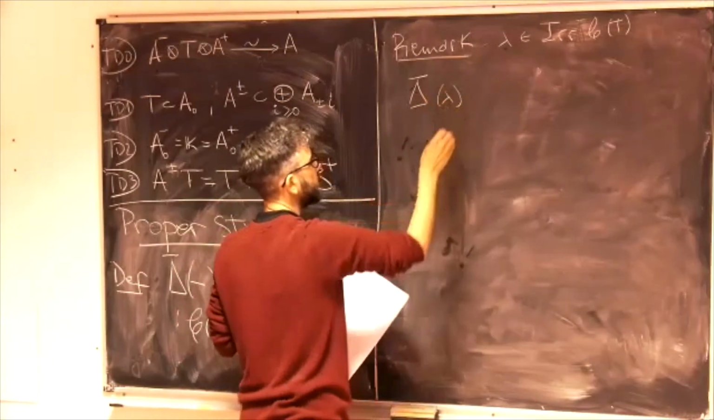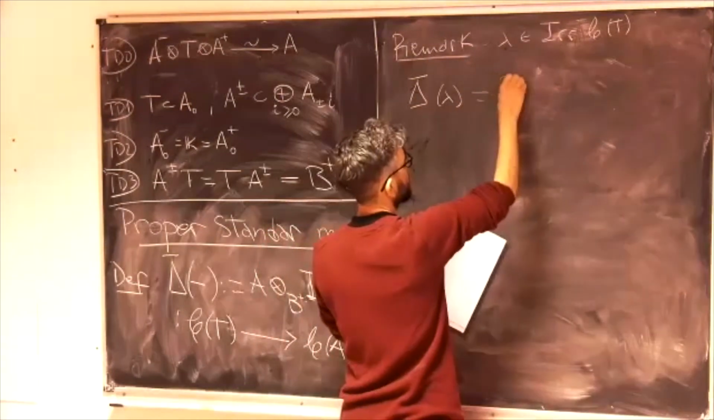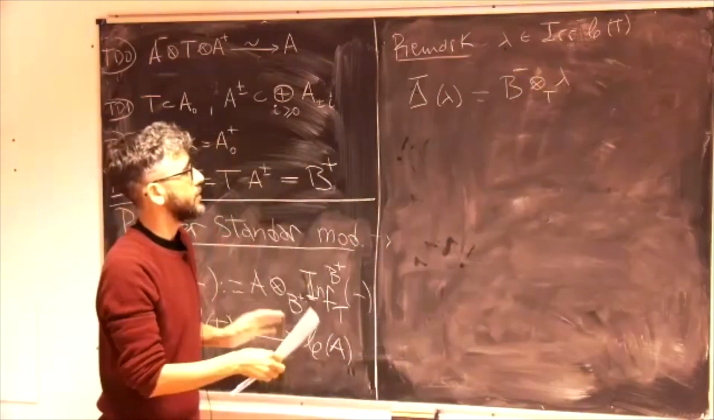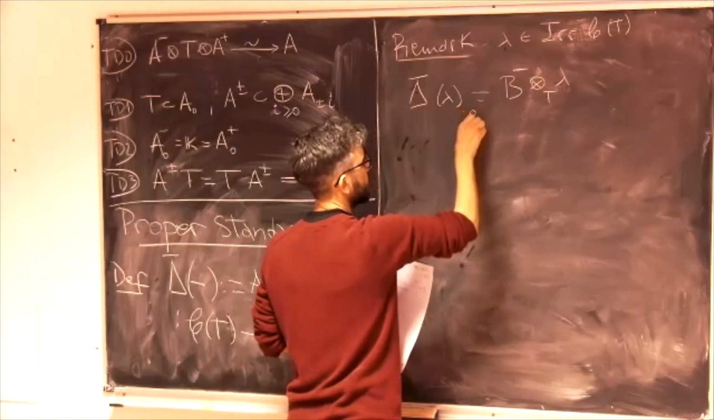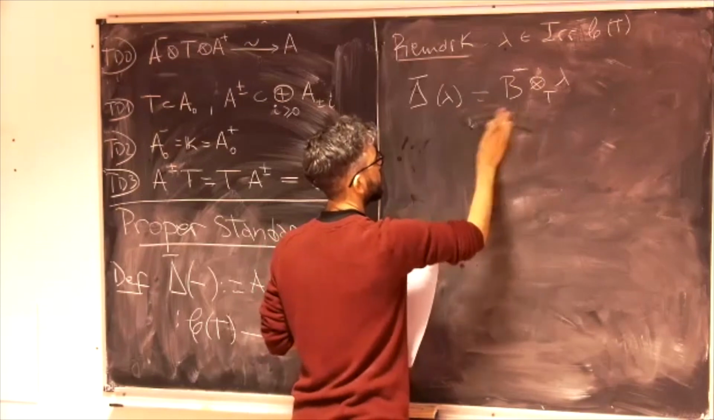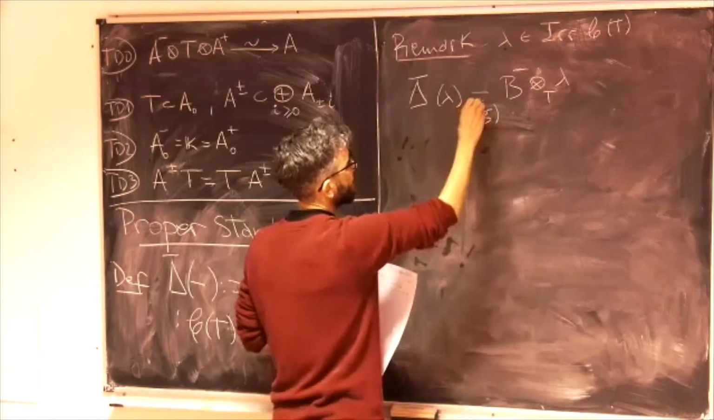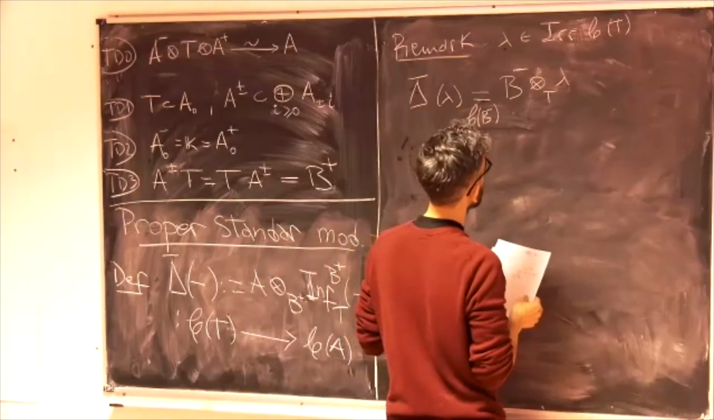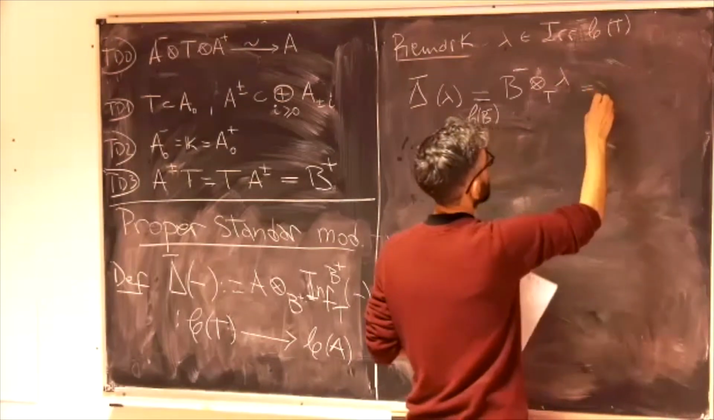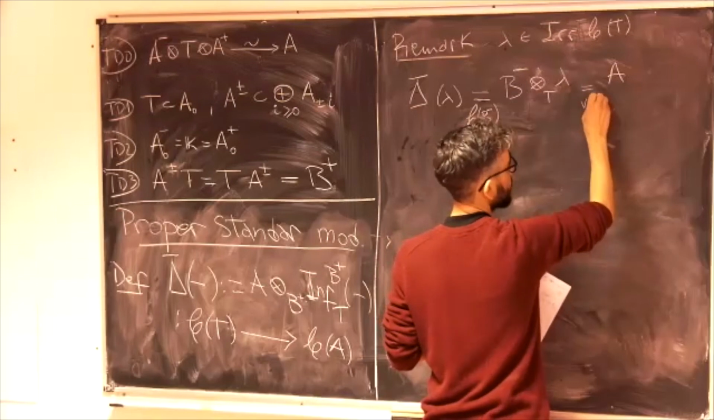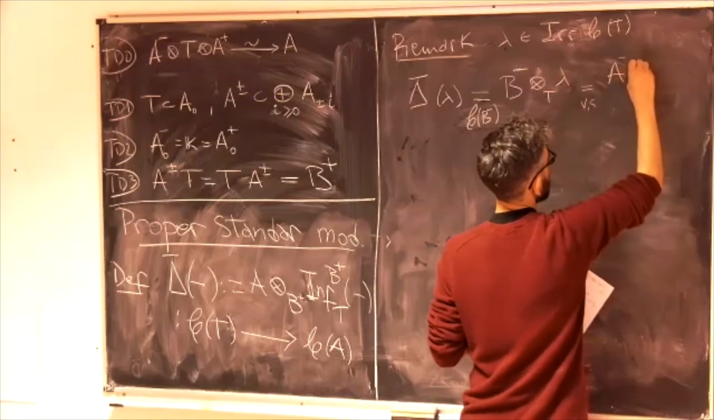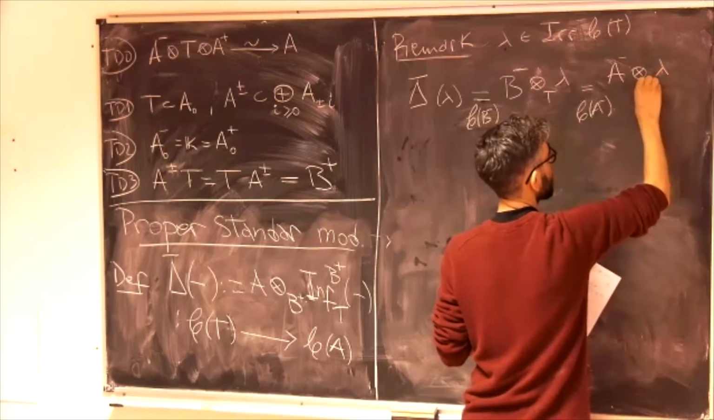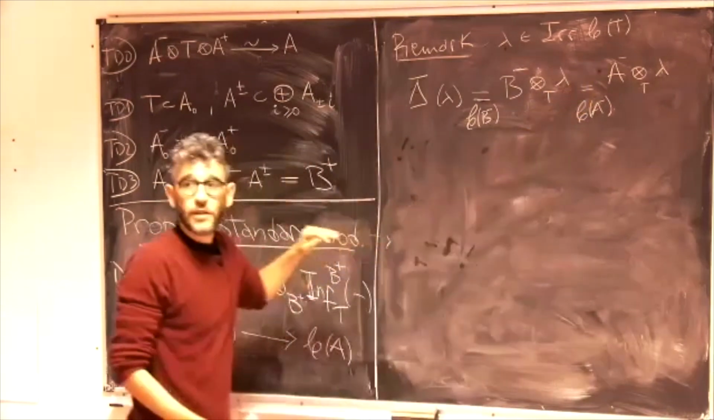So in this case, this is in the category of B minus modules, and this is equal to a vector space, also a module over A minus. So A minus is all in negative degree.